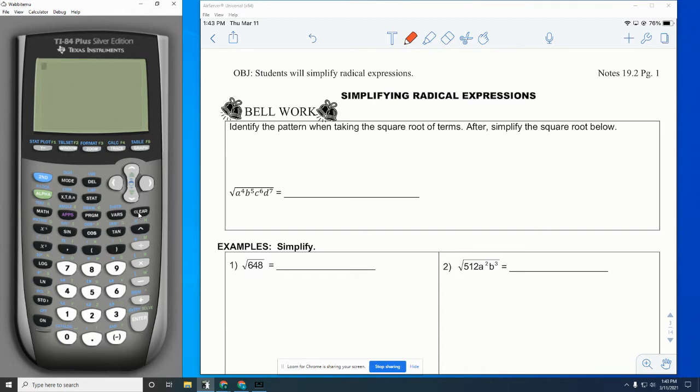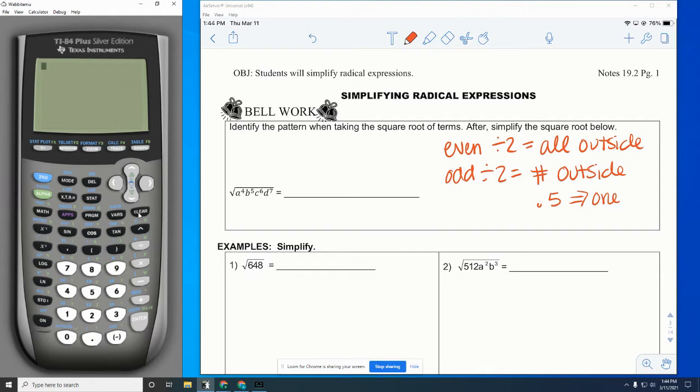So remember, when we take the square root of terms or letters, if we have an even exponent, we divide by 2 and they're all outside. When we have an odd, we also divide by 2 because we're always looking to put things in groups of 2. And then the number goes outside, and 0.5 means there's 1 left on the inside.